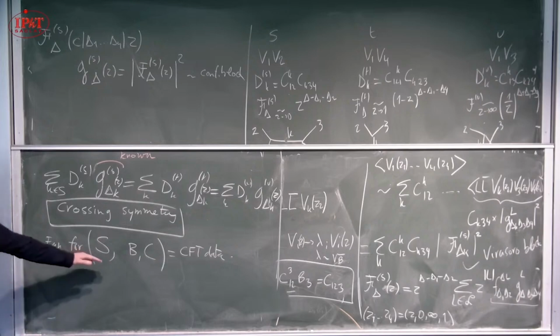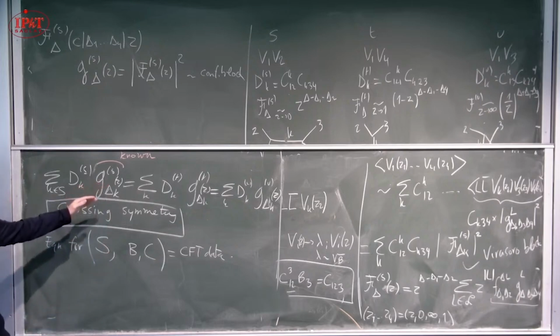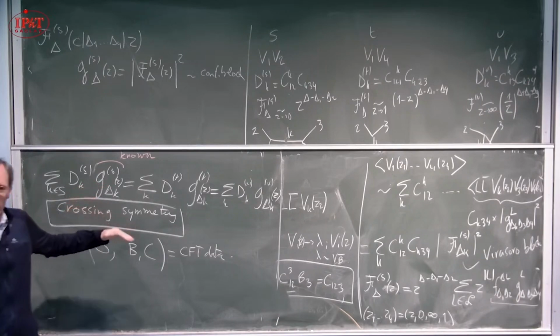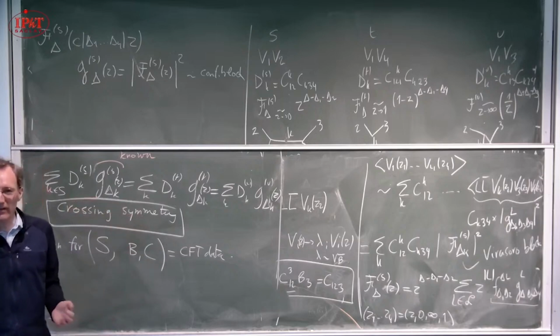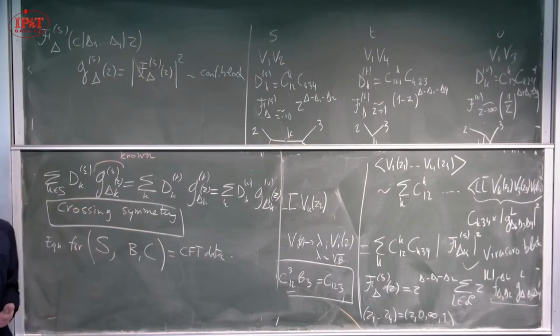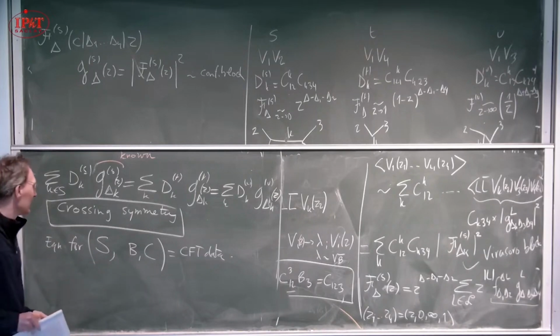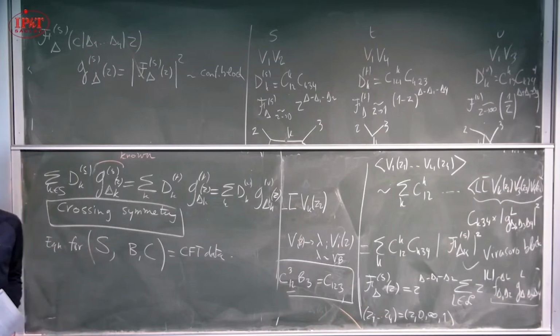So these CFT data are constrained by crossing symmetry. And a legitimate question is whether there are more constraints. I mean, what if I take a 17-point function and decompose it in all possible ways? Would I get extra constraints on the structure constants? Who thinks the answer is yes? And who thinks the answer is no?